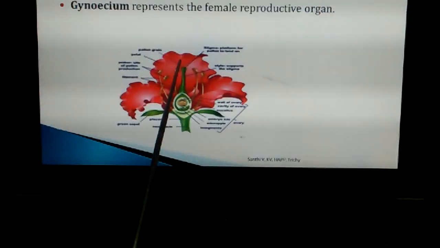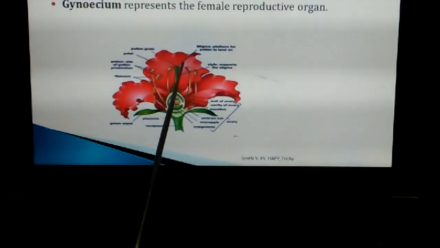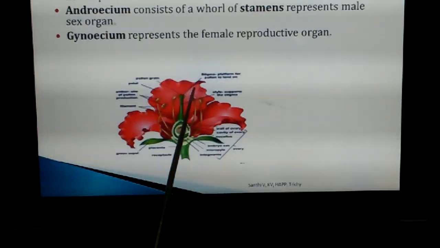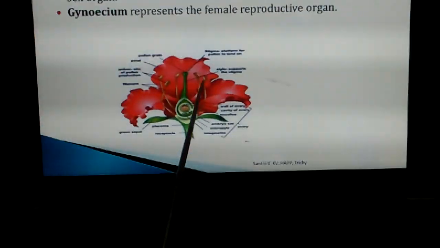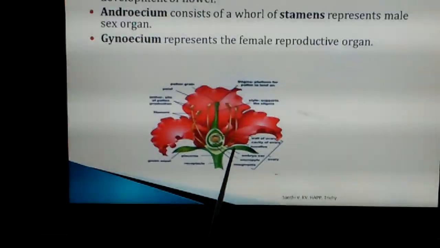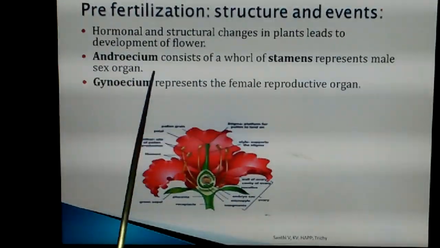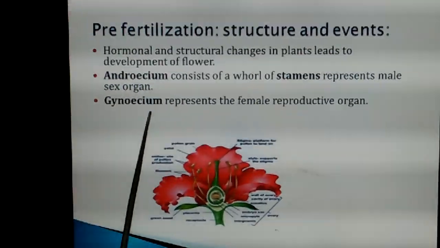When you see the other portions, this is the sepal, this is the petal. Petals give attractiveness to the flower. It is helpful for pollination. It attracts the pollinators, which may be insects or birds, and helps in pollination. Sepals protect the flower when it is in the form of a bud. The main reproductive parts of the flower are the androecium and gynoecium.